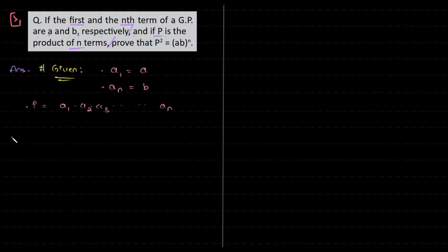So we are looking to prove that P squared is equal to (AB) to the power of n. Then we have the proof.